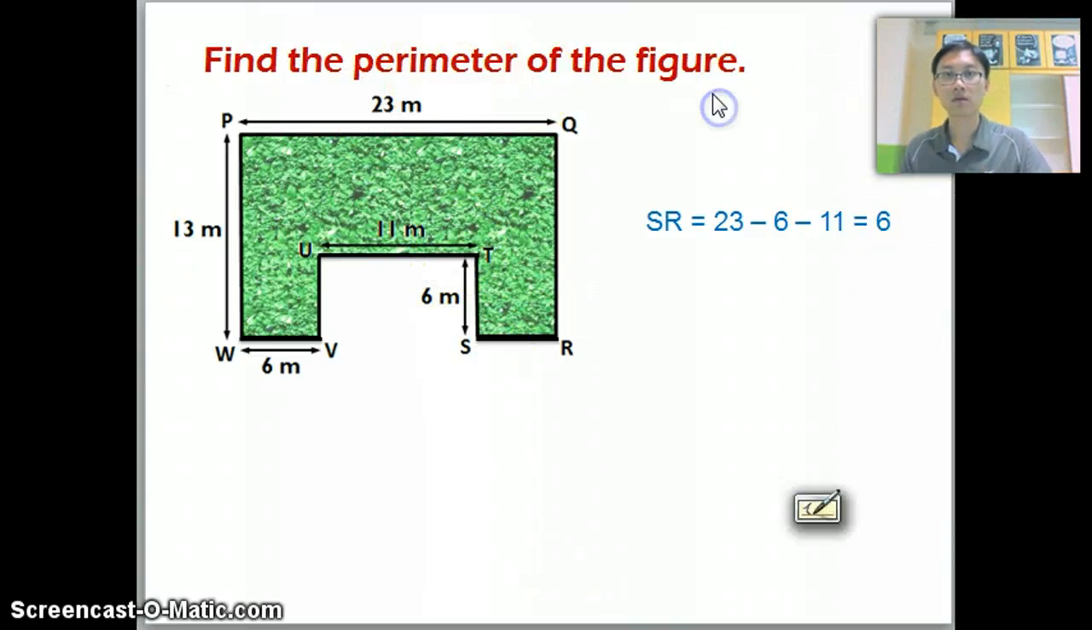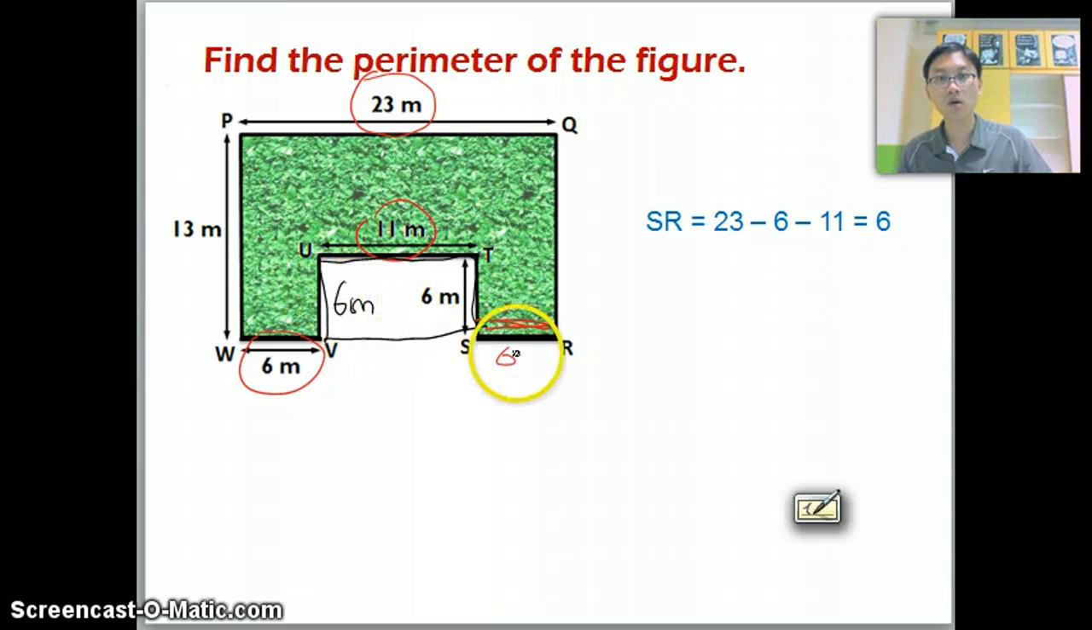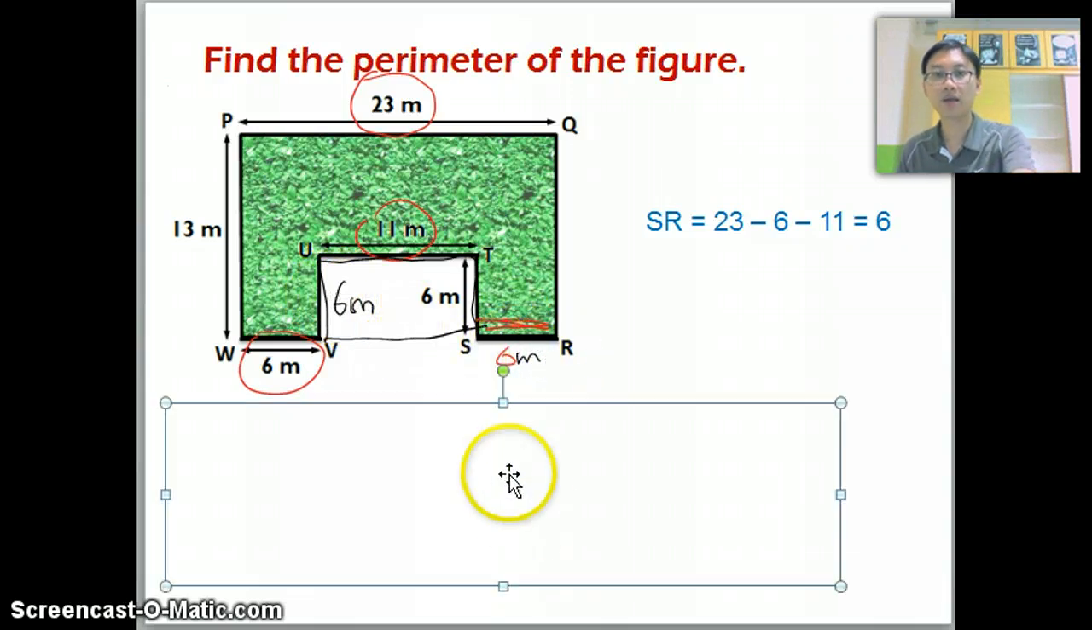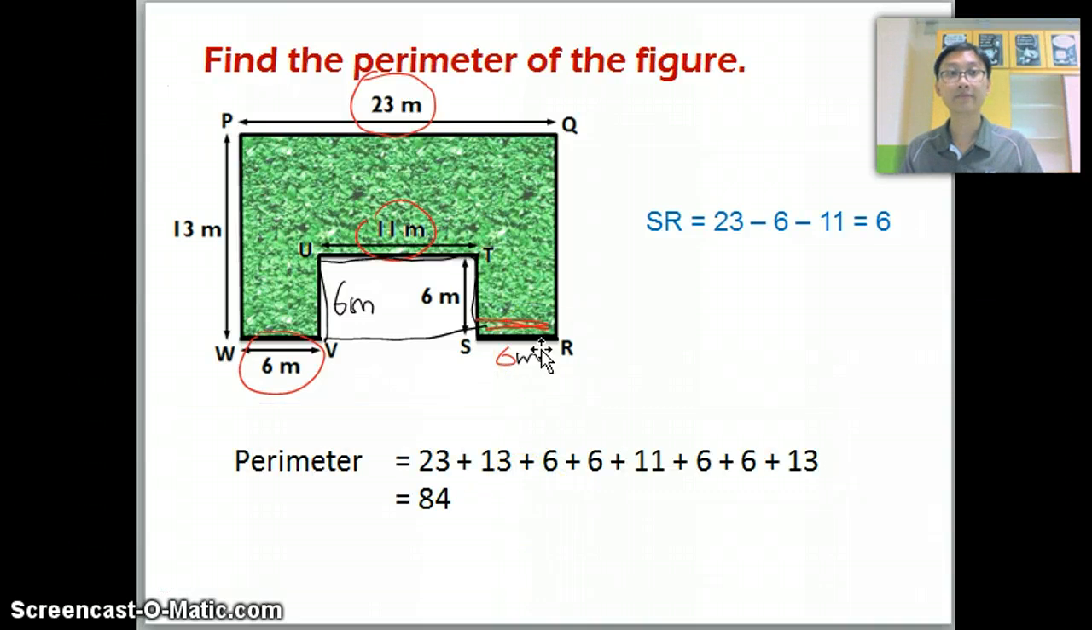Okay, so it shouldn't bother you too much. I'll repeat myself again: 23 minus 6 minus 11 will give me SR. And this is 6. Now how about this? I don't have this. But what is this? Let me change the color. This is actually a rectangle, right? So if this is 6, the breadth of a rectangle is the same. So this must be 6 meters as well. So I know all my readings, and now I can find my perimeter. Alright, so perimeter covered. Let's move on.